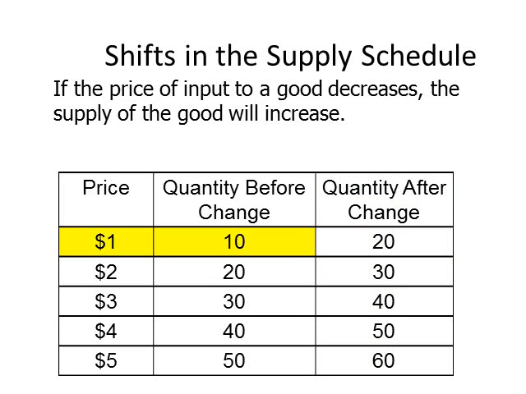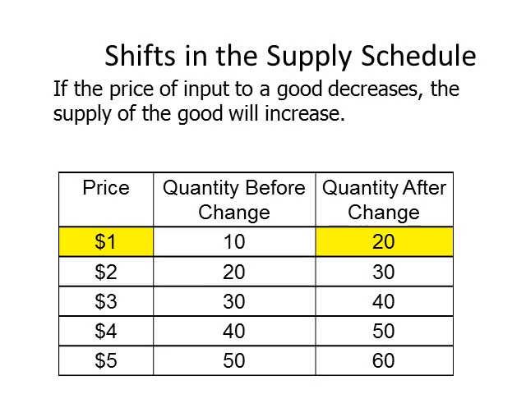The table shows that at a price of $1 before a change in the price of an input, firms are willing and able to offer 10 units of the good. However, after the price of the input to the good being supplied decreases, the firms are willing and able to offer 20 units of the good for $1. The reason that the firms were willing and able to supply more of the good after the price of the input decreased is that the cost of producing the good has declined, and firms have passed the savings on to customers to increase their profits by selling more of the good.